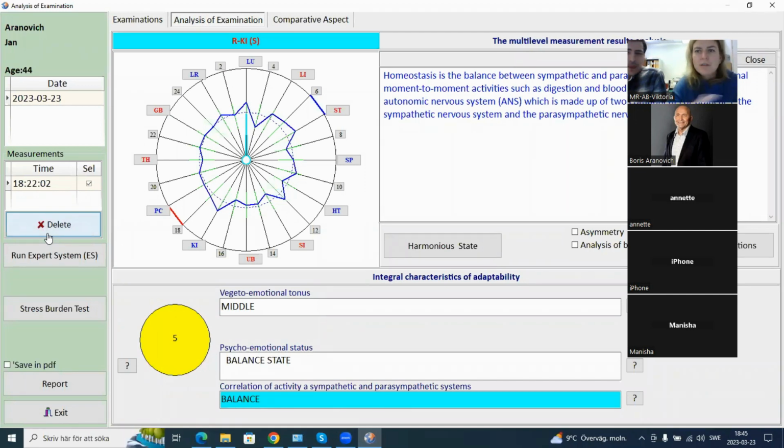Any questions about this part? Because we are going to run a stress burden test. It's about parasites and viruses and everything. Questions about this? Chat, I cannot see. So speak up or write in the chat if you have any questions about what Vika and John have just shown you. No questions. Then we are going.